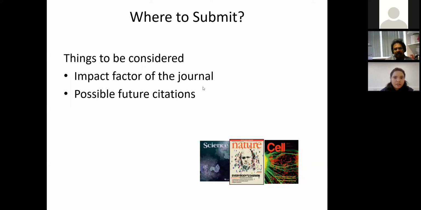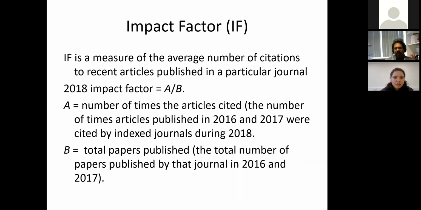So how would you decide that? It depends on the impact of the work, and also it depends on the specialty of that particular area. What is the impact factor of a journal? Impact factor is a measure of the average number of citations to recent articles published in a particular journal.